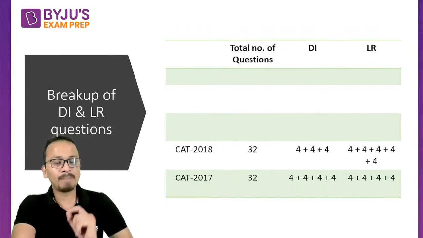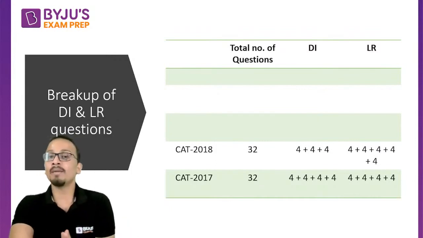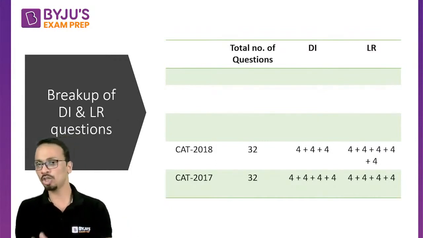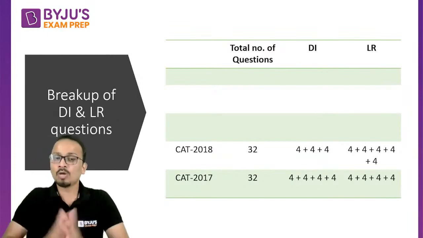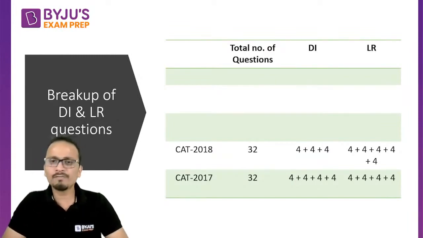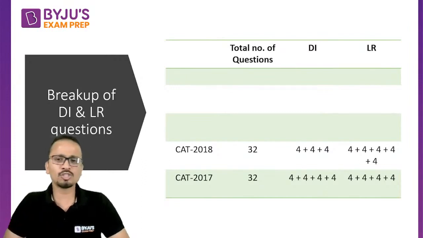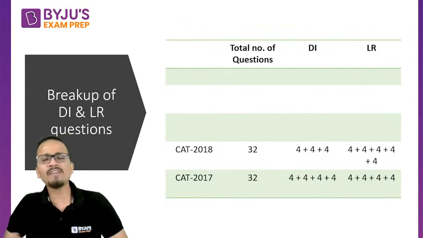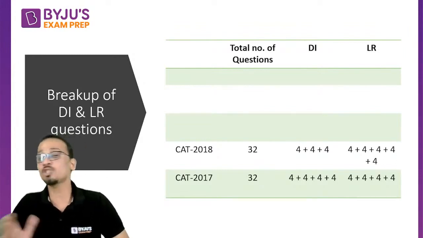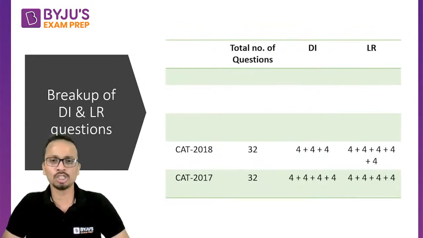But the number of questions drifted towards logical reasoning in the next year. Out of 32, only 12 questions, 4 plus 4 plus 4, so 3 sets of 4 questions each came on data interpretation, and 5 sets of 4 questions each, that is 20 questions, came from logical reasoning.